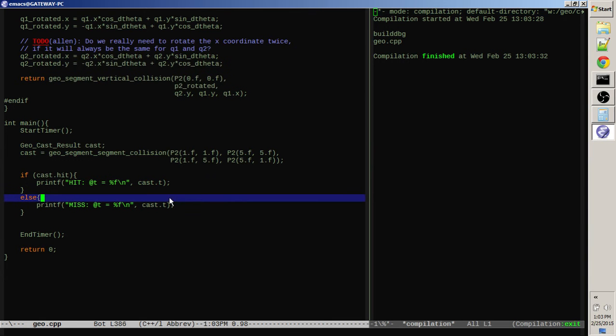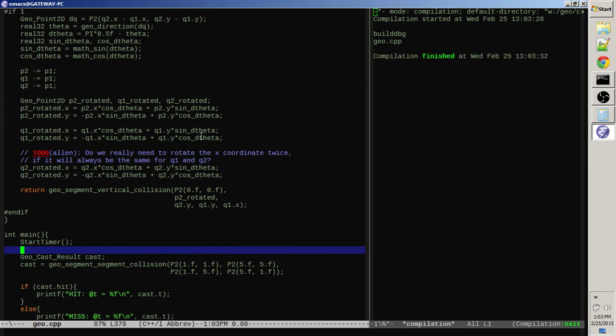It's saying there's a miss. So what's it doing? It might be a bug, of course. 1, 1 to 1, 5 would look like that. And then 1, 5 to 5, 1 would look like that. Okay, there might be a bug.